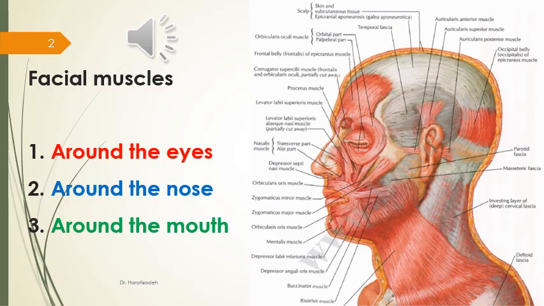Okay, facial muscles have three groups. Number one, those muscles that are around the eyes. Number two, those muscles that are around the nose. And number three, around the mouth. When we divide different groups of the facial muscles, it is better to understand and it is easier.